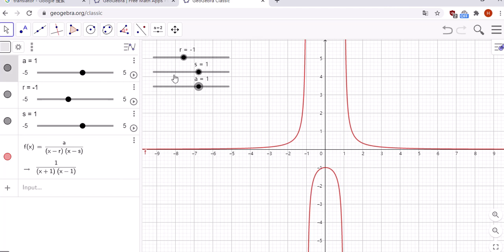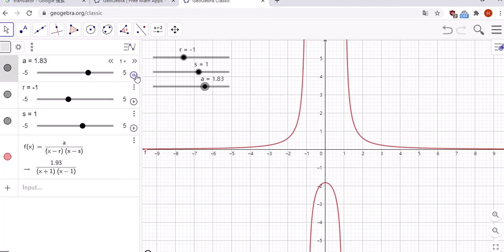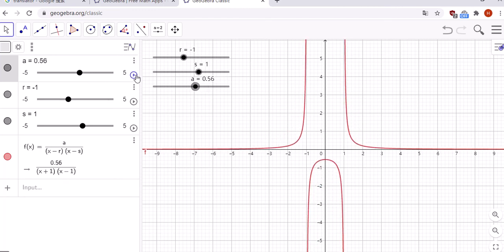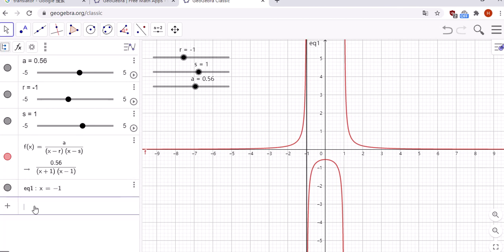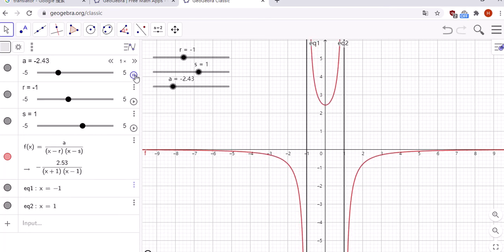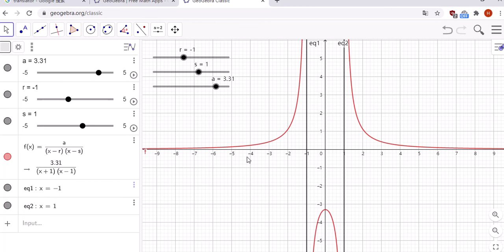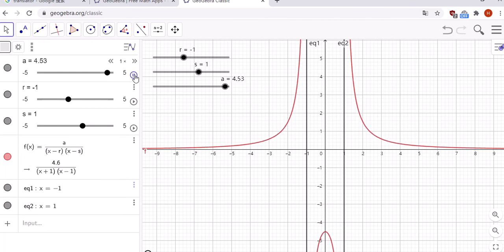So use animation. You can see the interval is separated into three parts. We set x equal r and x equal s. That means there are two vertical asymptotes. Again, animation. Actually, there is also a horizontal asymptote, y equals 0. You can see it from the left side to the right side.